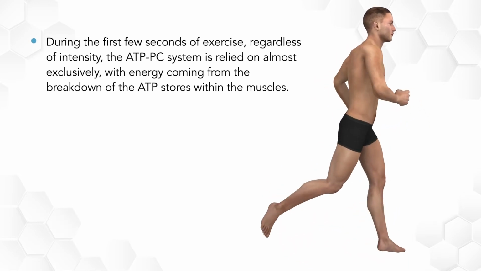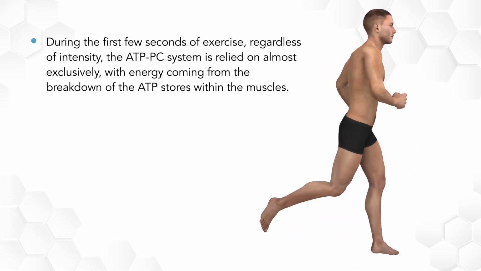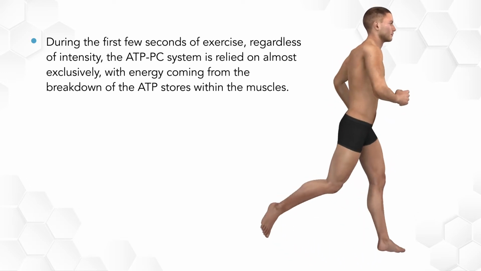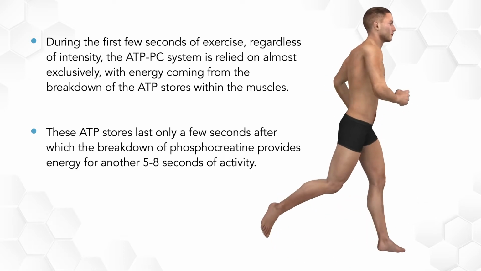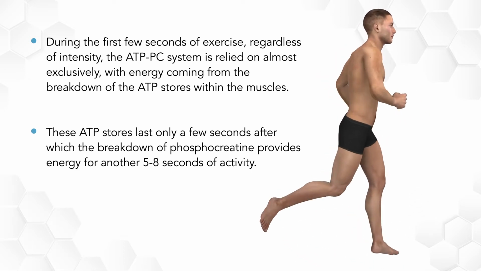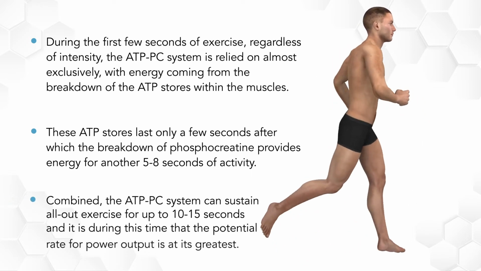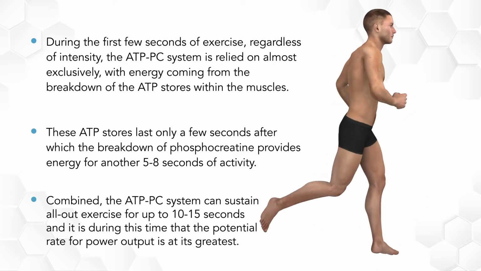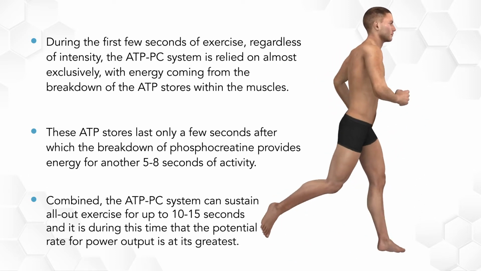During the first few seconds of exercise, regardless of intensity, the ATP-PC system is relied on almost exclusively, with energy coming from the breakdown of the ATP stores within the muscles. These ATP stores last only a few seconds, after which the breakdown of phosphocreatine provides energy for another 5 to 8 seconds of activity. Combined, the ATP-PC system can sustain all-out exercise for up to 10 to 15 seconds, and it is during this time that the potential rate for power output is at its greatest.